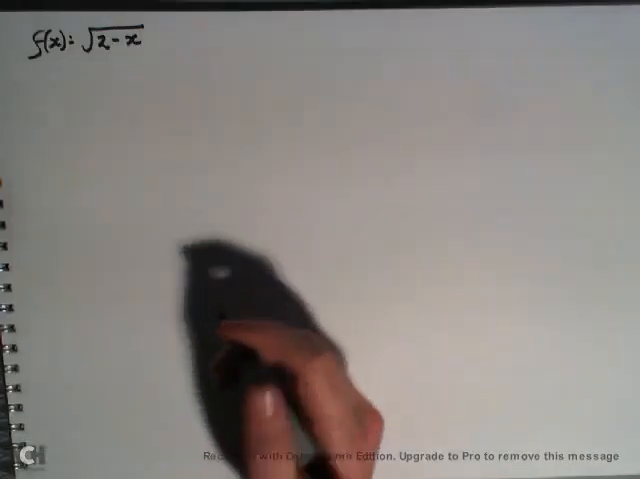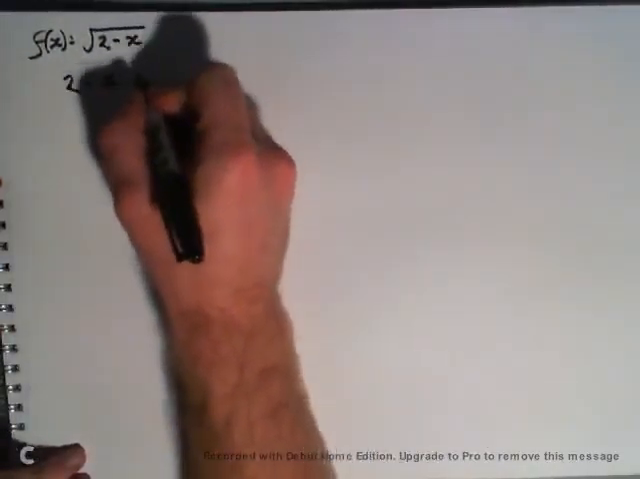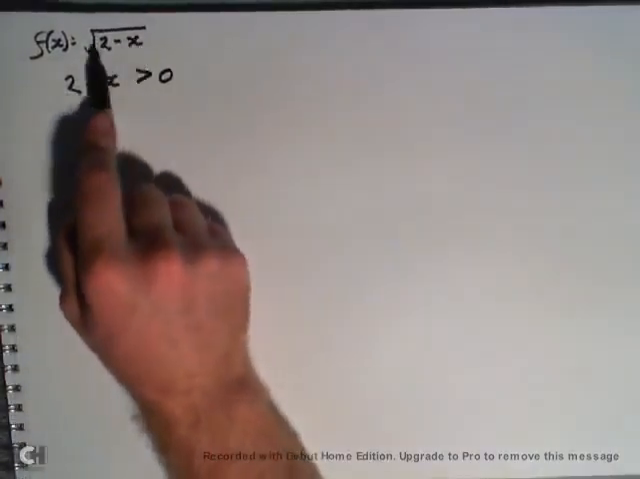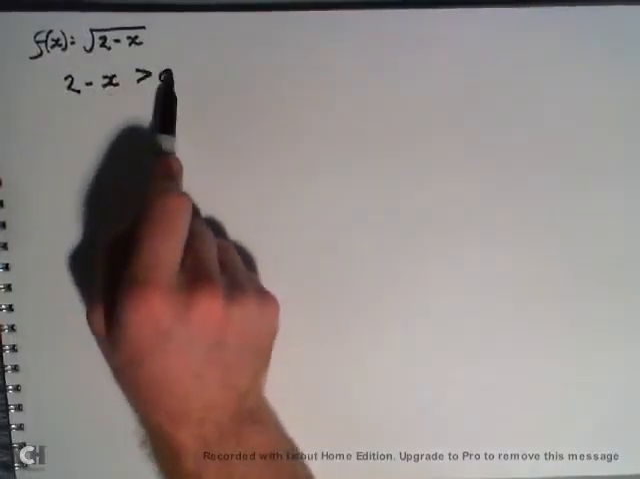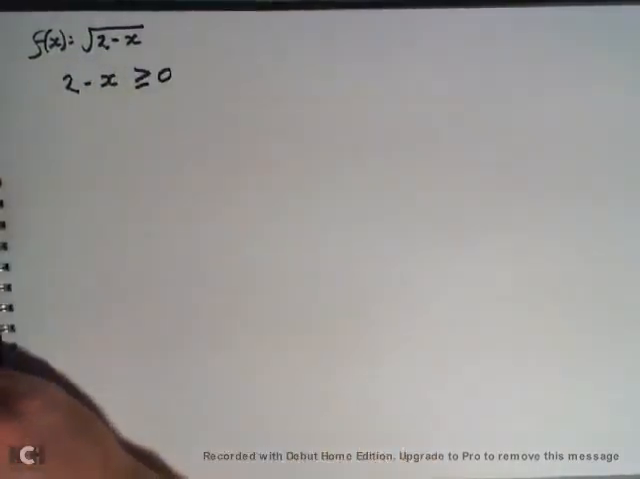Part B, so we've got f of x equals the square root of 2 take x. Got to state the domain. Well, if I was to graph that, I'm not going to. Domain is our x values. We can't have a negative value in there, so we can say 2 take x has to be greater than or equal to 0.